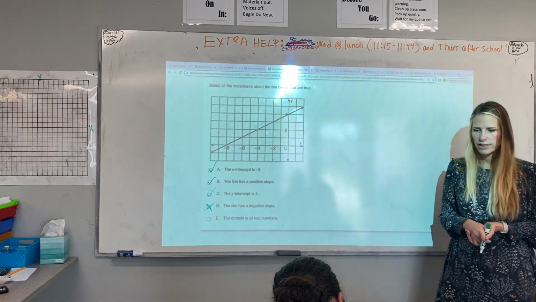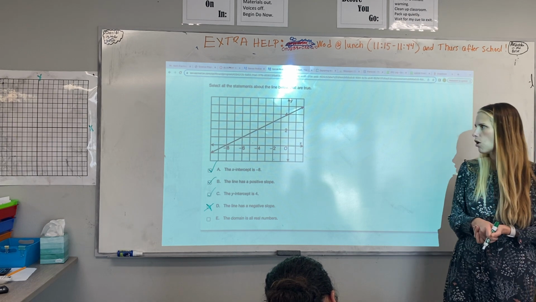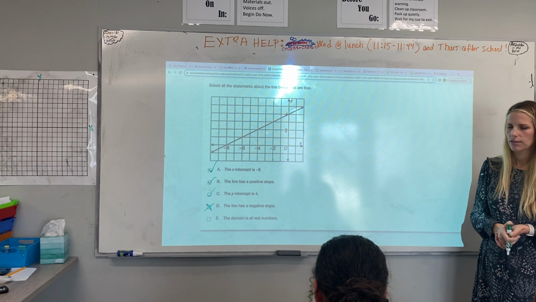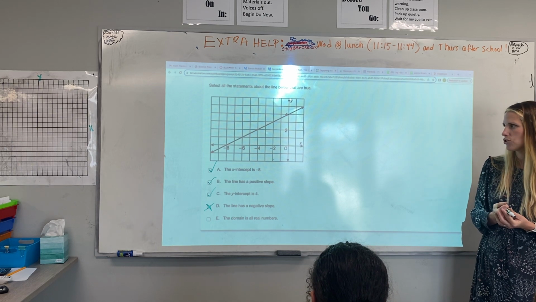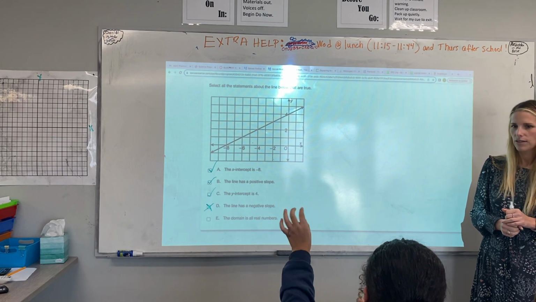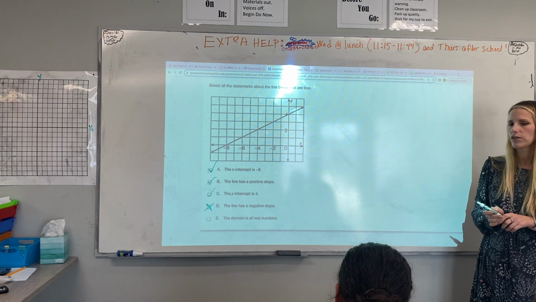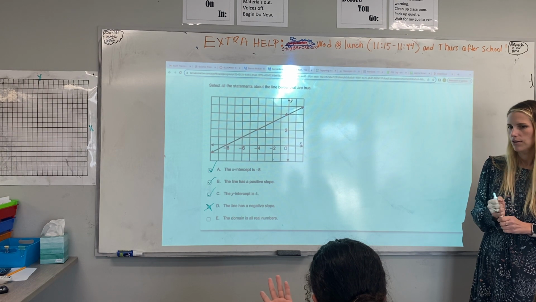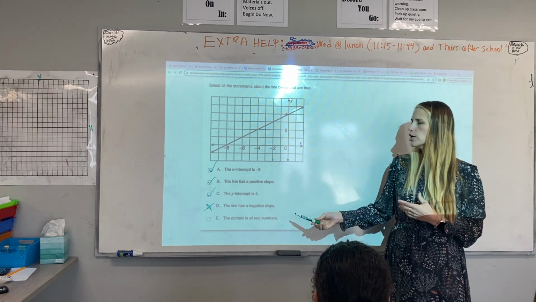And the last one is the domain is all real numbers. Gracie, what do you think? That is true. How do you know? Because it just keeps on going. It doesn't like have a point on it. What keeps on going? Which value is the line, x or the y? Well, the x. The x, very good. We're talking about, yeah, she's right.